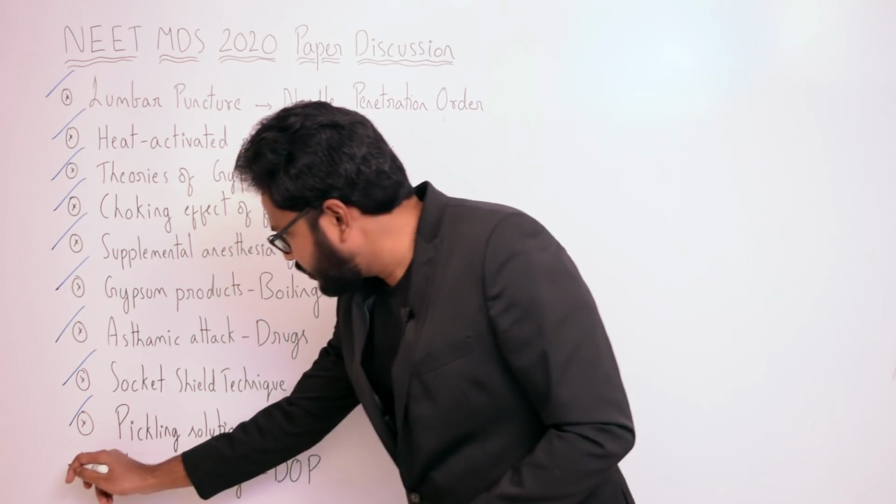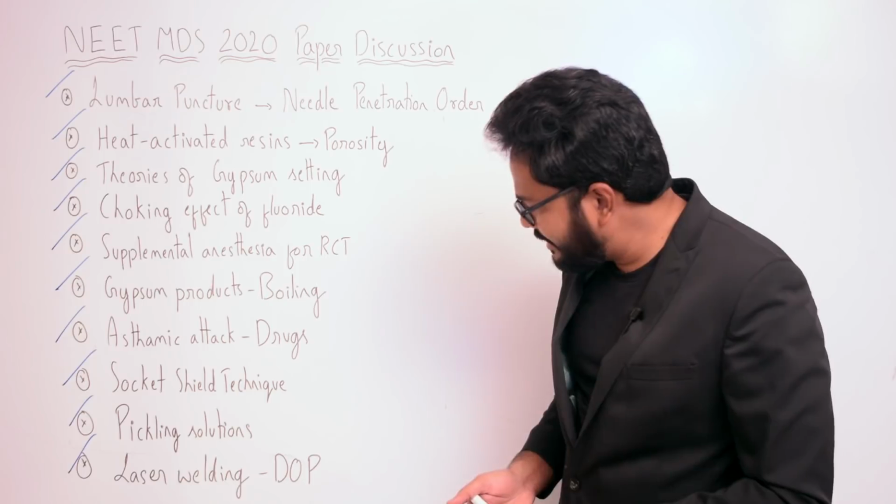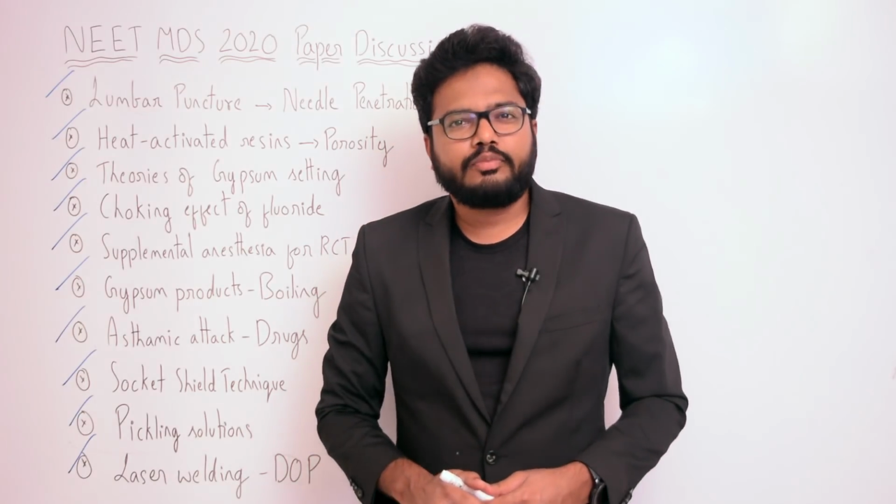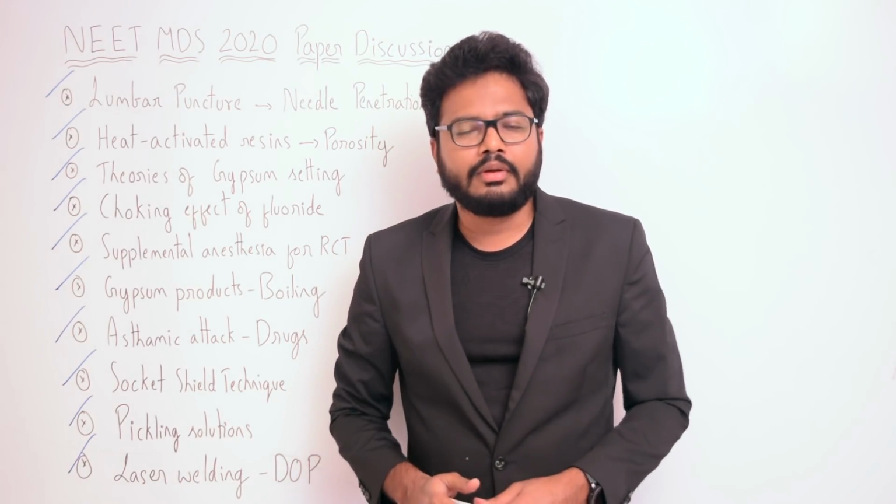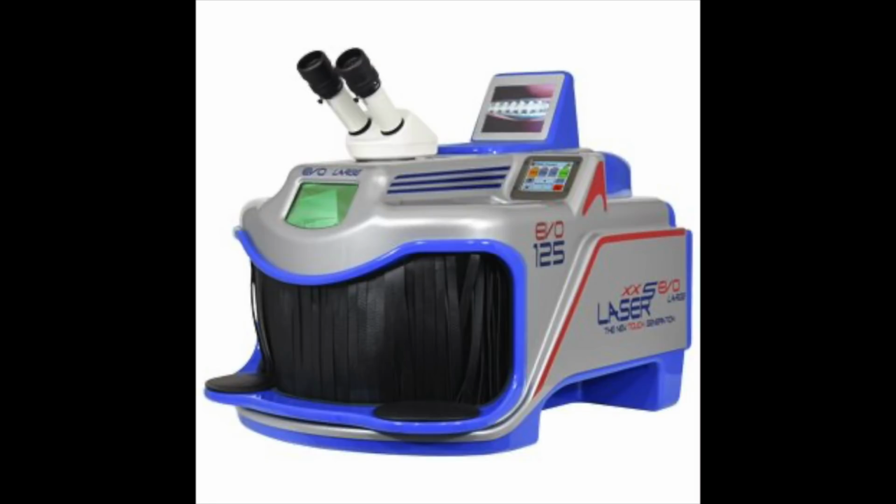Moving on to the final question, the topic in this video: laser welding depth of penetration. It's 2.5 mm. If you review the literature given in Phillips, commercial laser welding units consist of a small glove box that contains the laser tip, an argon gas source, and a stereo microscope with lens crosshairs for precise alignment of the laser beam with the commercially pure titanium components. The maximum penetration depth of these laser welding units is 2.5 mm.